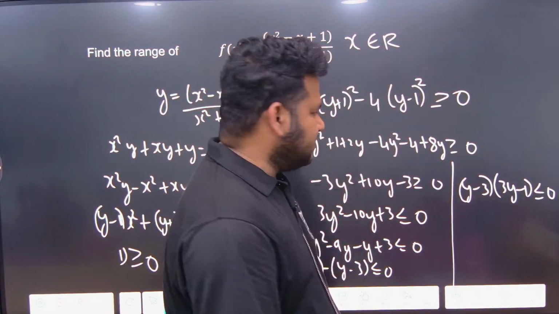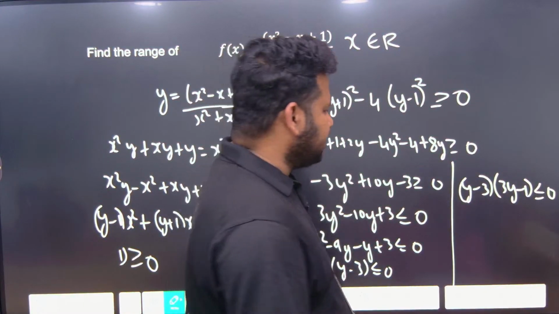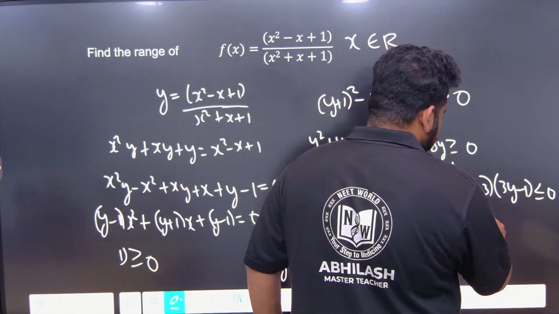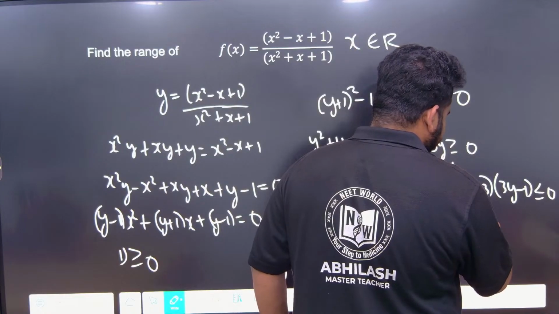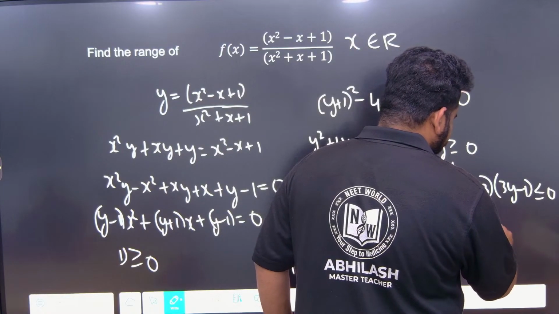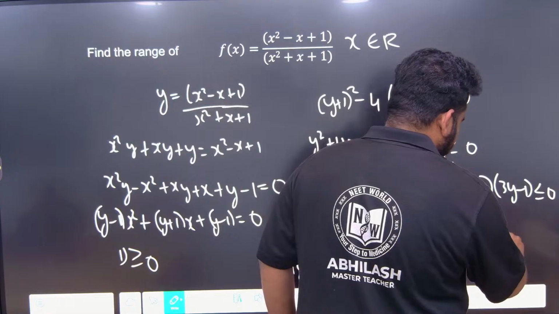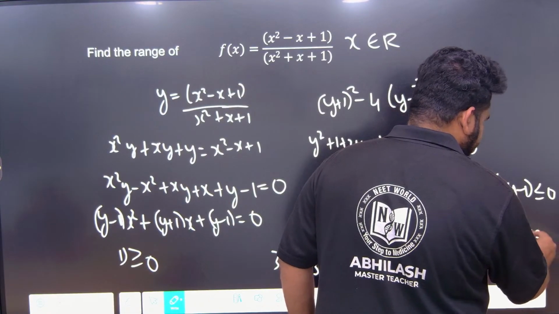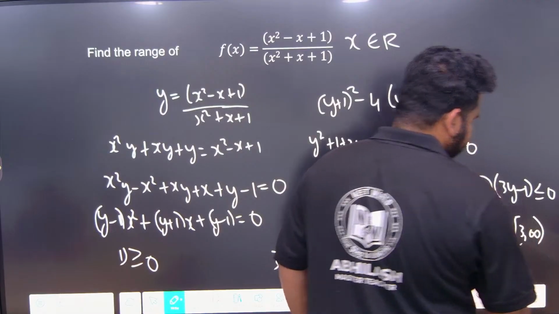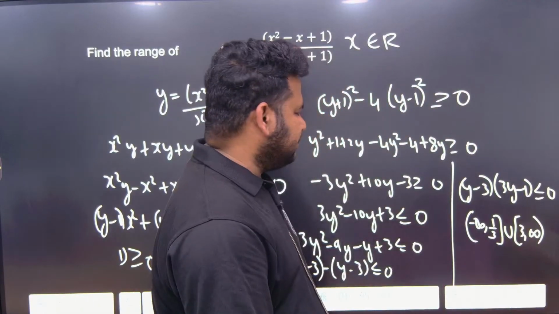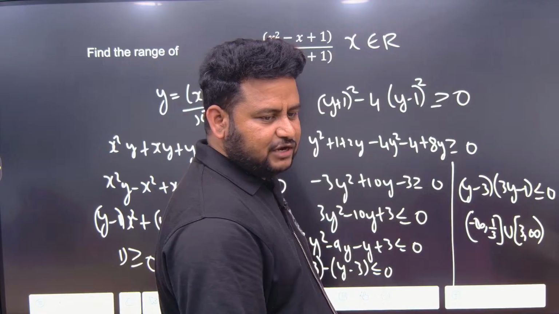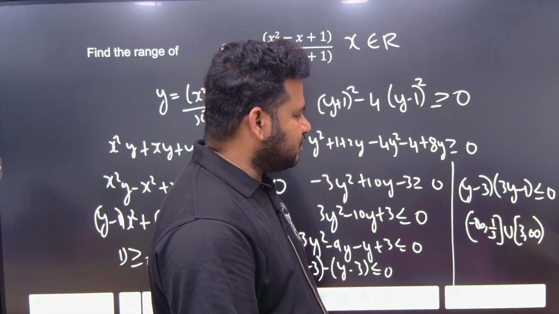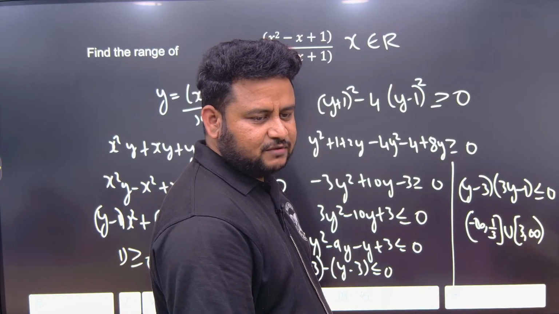Less than or equal to 0, correct? Now what should I write? 1 by 3. First I should write minus infinity to 1 by 3, union 3 comma infinity. Correct? So this is the value we will get. This is the range we will be getting, 1 by 3 comma 3.